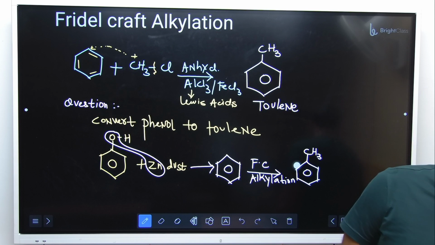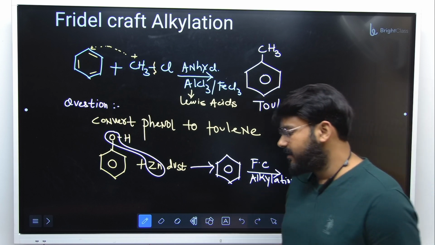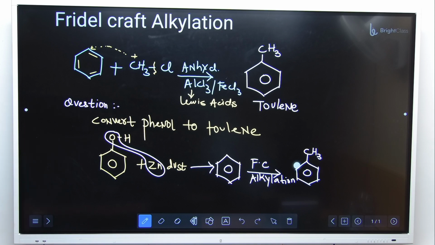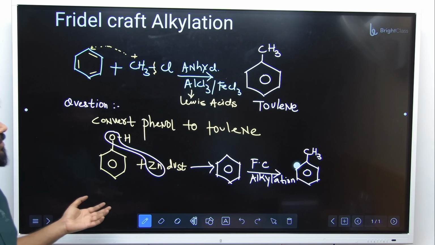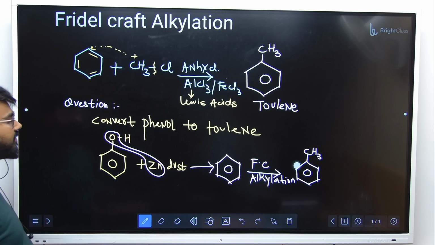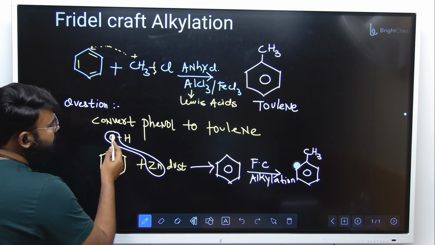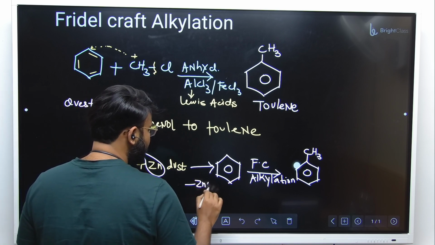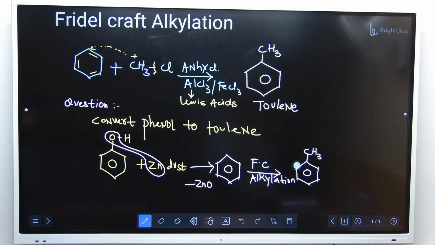Advitya, Tanvi, Shreya? Yes, sir. Okay, so can you explain again? Which part do you want me to explain? The ZnO part, where did that go? Yeah, zinc will remove the oxygen, right? So ZnO is a byproduct, minus ZnO. That's it. I hope it's clear. Yes, sir. All of you take a note. We'll discuss the next question now.